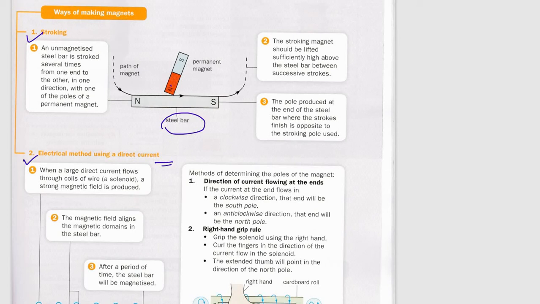Now if it is north pole, the pole induced on this side will be the opposite. So the pole produced at the end of the steel bar where the stroke finished is opposite to the stroking pole. This is what they are saying here.